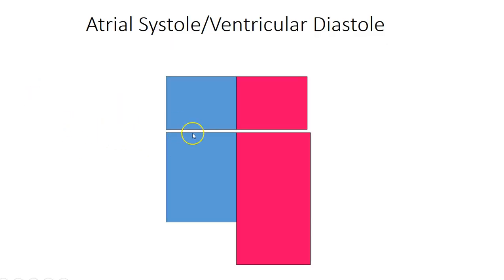Okay, so this is my representation of this process, as simple as I can get it, because I can't draw very well. So atrial systole and ventricular diastole. These are the atrium. These are the ventricles.